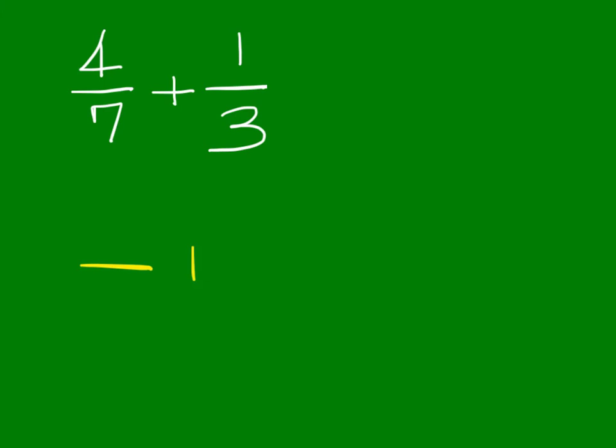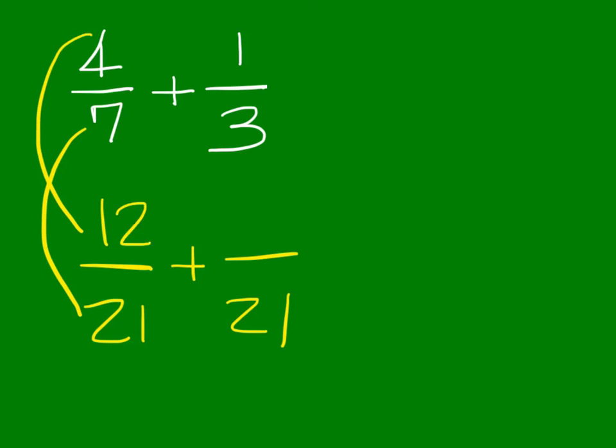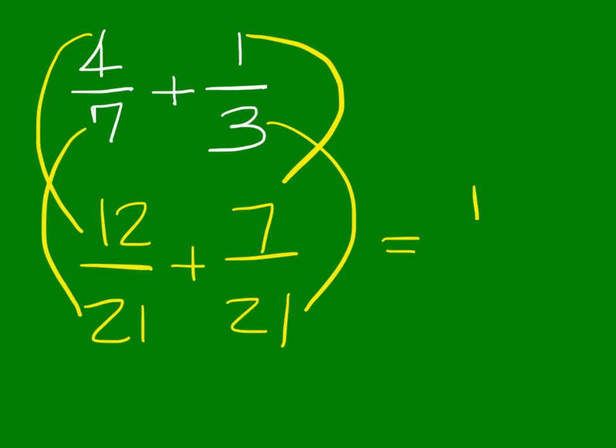The least common multiple of 7 and 3 is 21. So 7 into 21 is 3 times. So 4 times 3 is 12. And 3 times 7 is 21. So 1 times 7 is 7. Add them together to get 19 over 21.